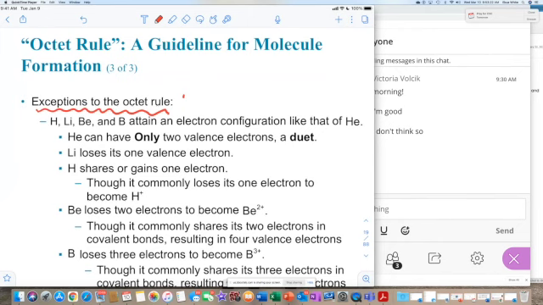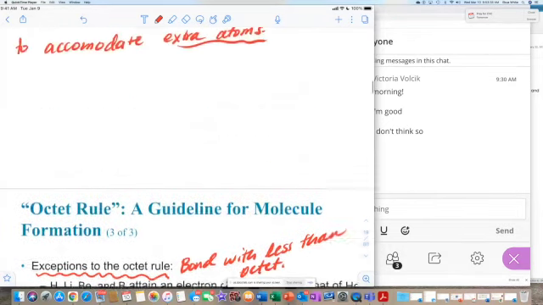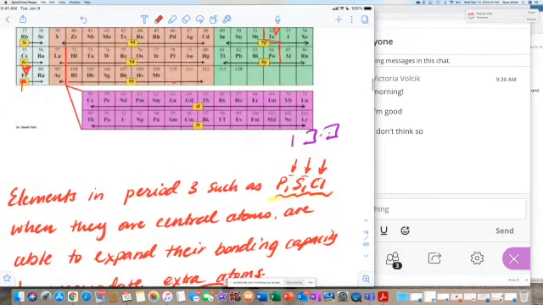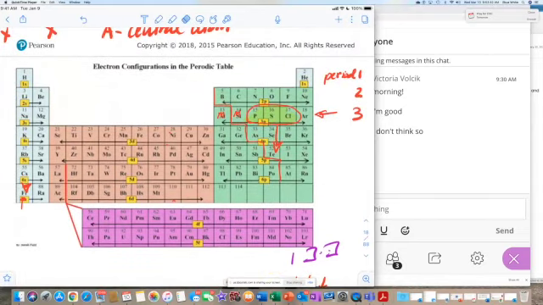These are elements that bond with less than octet. Okay, they didn't even make the cut. So before I go into this, I want to talk about the periodic table and show you the poster children, or should I say the poster elements, for the octet rule.